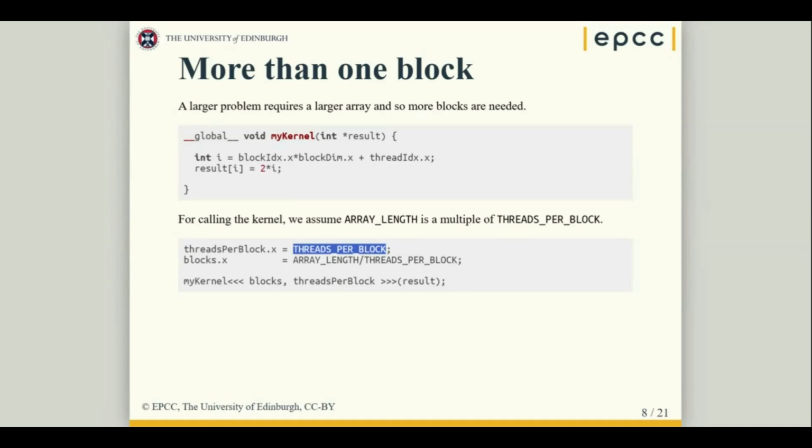We then work out the number of blocks by dividing the array length by the threads per block. There's an assumption here that this division doesn't have a remainder, and everything neatly fits. Sorry, the array length is divisible by threads per block. That's what I should say. Then we just launch the kernel in the same way as before, providing blocks and threads per block to the kernel launch. That's going to execute on the GPU.